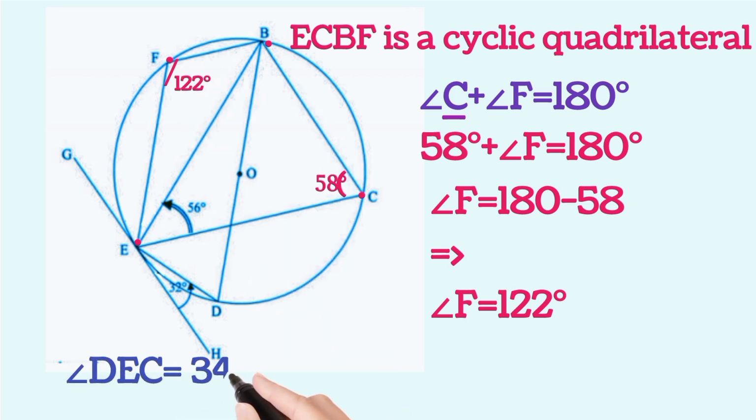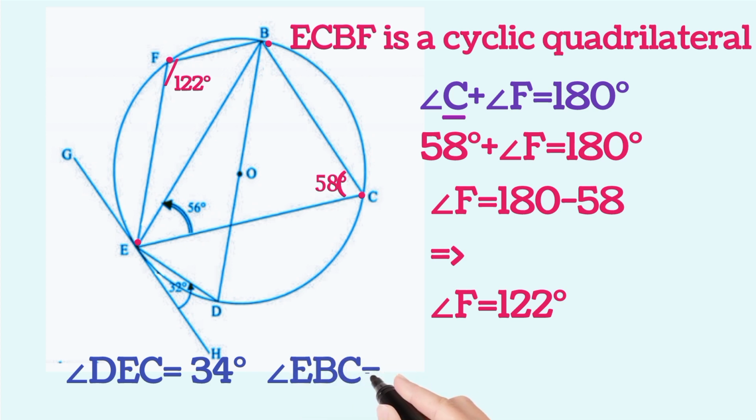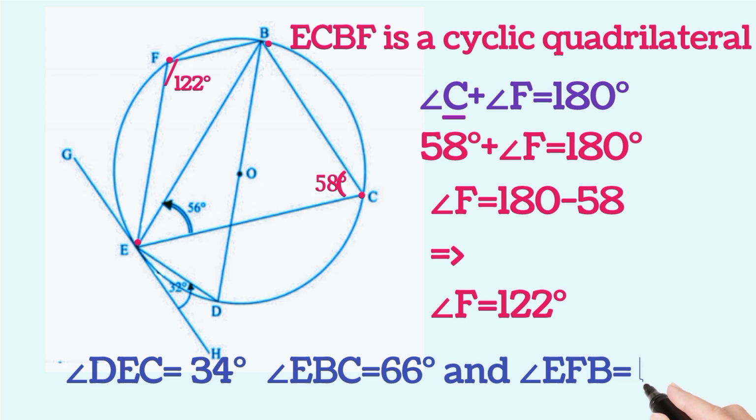Angle DEC is 34 degrees. Angle EBC is 66 degrees and angle EFB is 122 degrees. So this is the answer for the question. Hope you understood all these steps.